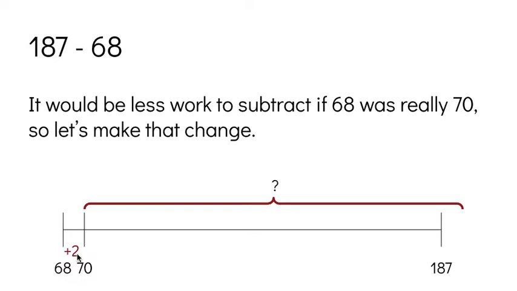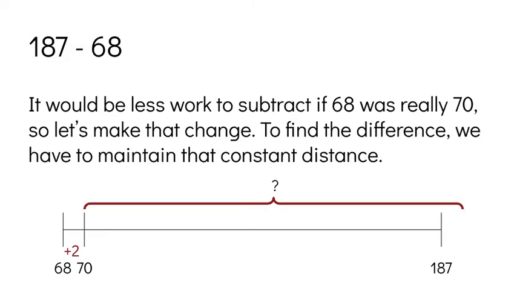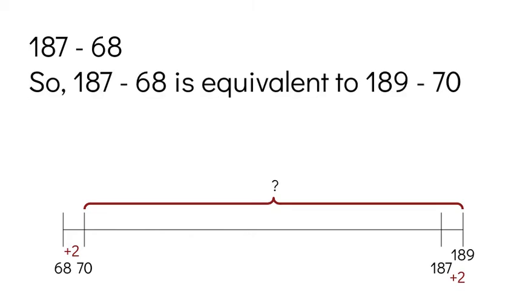I'm going to bump up 2 on the number line, so I'm going to go from 68 to 70, which means I'm going to have to bump up 2 here so that I can shift that same distance, that same length, between 70 and another number. So I'm going to add 2 as well, and that means I've created an equivalent expression. 187 minus 68 is equivalent to 189 minus 70 because they maintain that same distance on the number line.